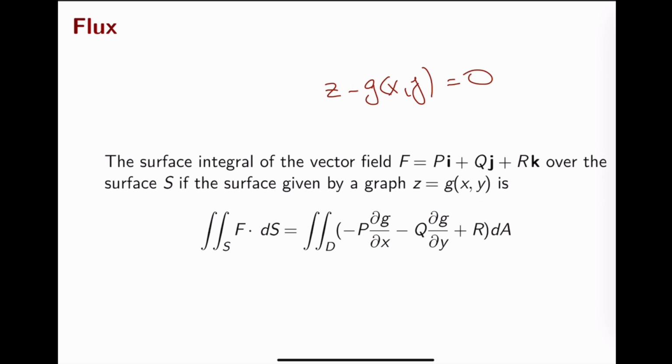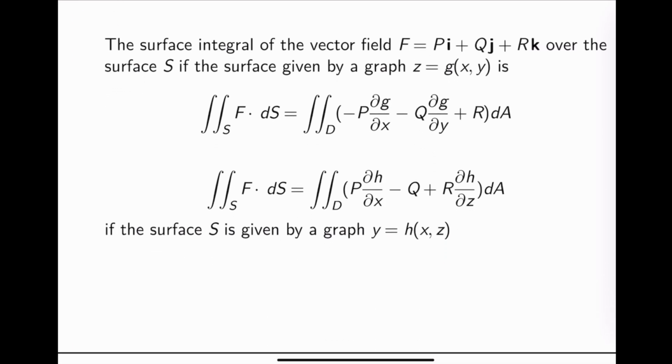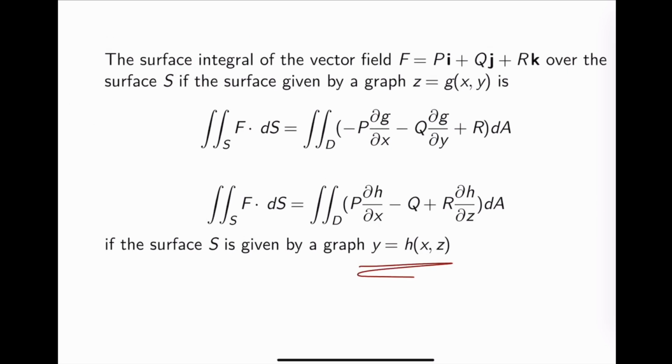And this formula can be deduced also if the graph of the function is given in any of the other variables, like y as a function of x and z, or x as a function of y and z. So for instance, let's say if the surface is given as y as a function of x and z, so by doing the derivatives in that way, this will be the formula that results.